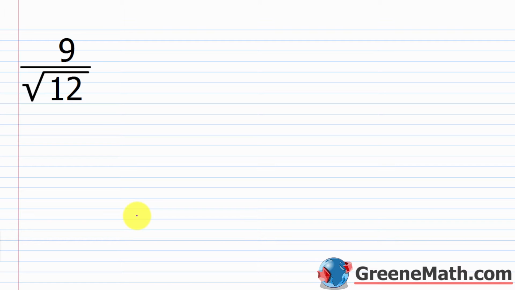So let's say I saw something like 9 over the square root of 12. Do I want to just say, okay, I'm going to multiply this by square root of 12 over square root of 12? Yes, I can do that, but I'm going to show you in a minute that there's an easier way to do it. So this times this would give me 12, right? Square root of 12 times square root of 12 is 12. And then I have 9 times square root of 12.